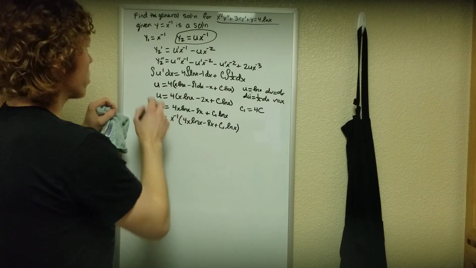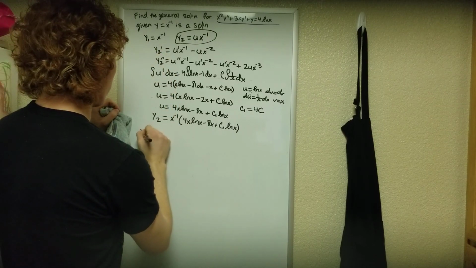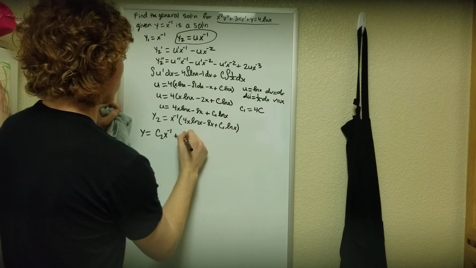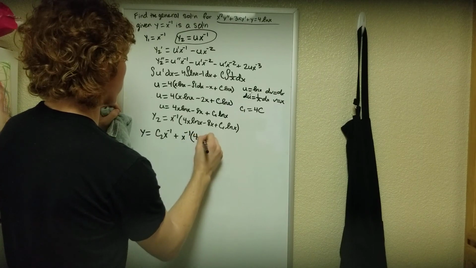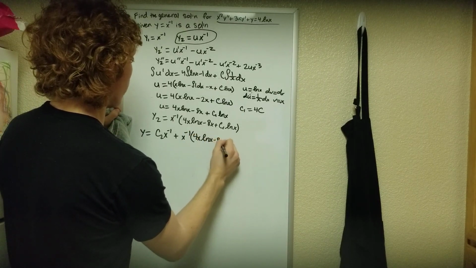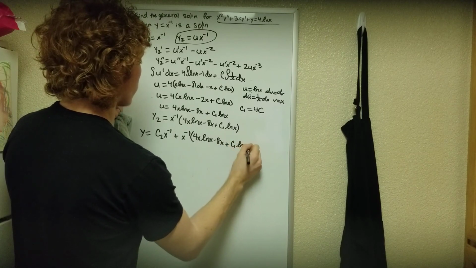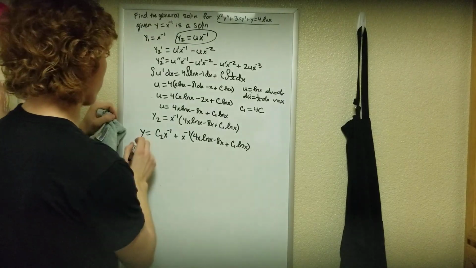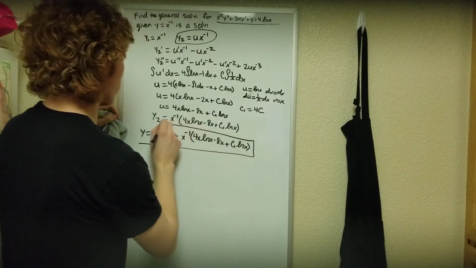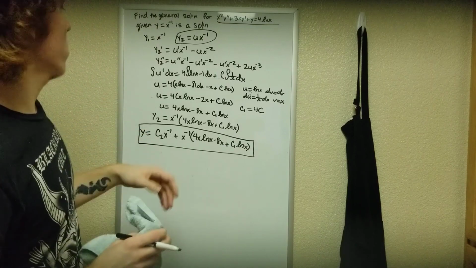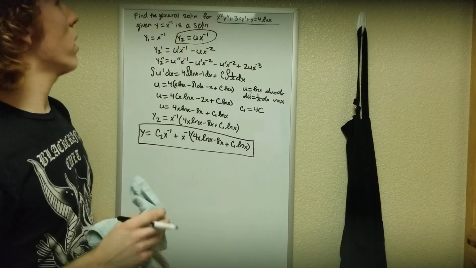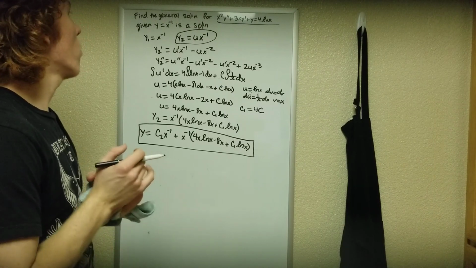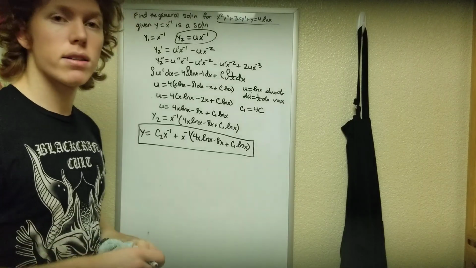So the final solution, given that we have y1 and y2, would be y is equal to c2 x to the negative 1 plus x to the negative 1 times 4x natural log of x minus 8x plus c1 natural log of x. And here is that constant times x to the negative 1 I was mentioning prior. So this right here is our final solution for x squared y double prime plus 3xy prime plus y is equal to 4 ln of x, given y1 being x to the negative 1 as a solution.